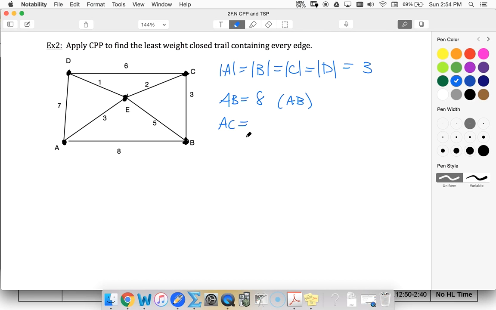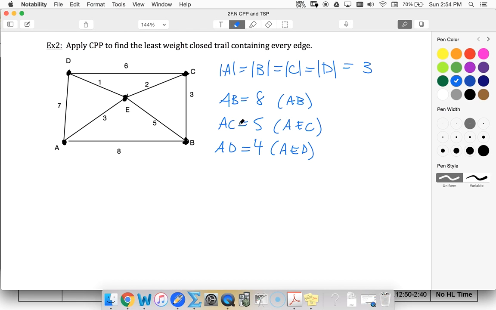I need AC. AC has a weight of 5. That's greater than 5, greater than 5. So AC has a weight of 5, and that was through E. All right, also AD. A to D has a weight of 7 or a weight of 4. I'm going to pick the lightest one.